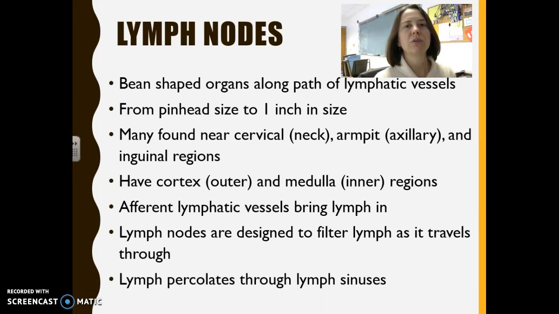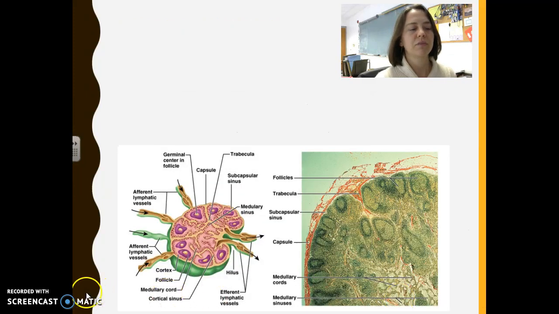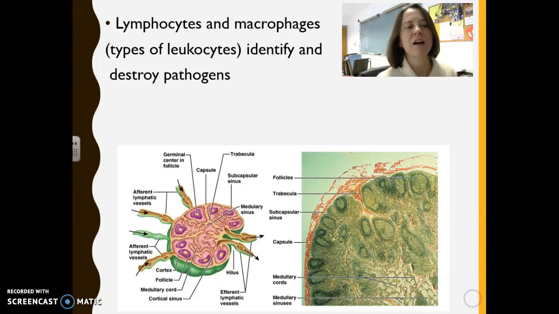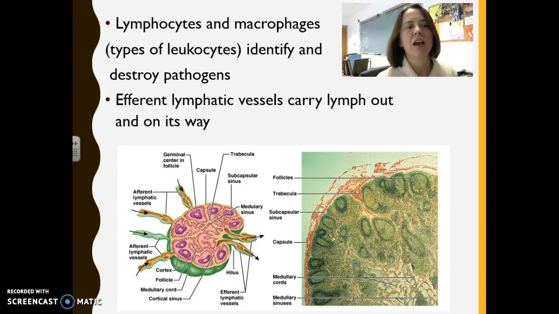The lymph percolates through what's called lymph sinuses. Okay, so what is going on when all that lymph is percolating through the lymph nodes? The lymphocytes and macrophages, which are types of leukocytes, types of white blood cells, identify and destroy the pathogens there. And the efferent lymphatic vessels will then carry the lymph out and on its way. As we can see in this picture, you have afferent, with an A, lymphatic vessels coming in. The lymph is going to percolate within the lymph node, and all of those leukocytes will be there to attack and kill pathogens, and then it will go on its way.